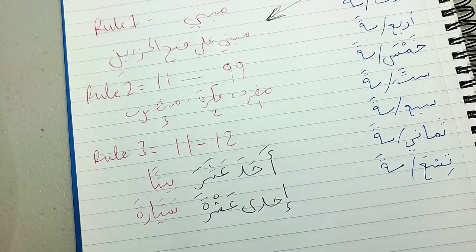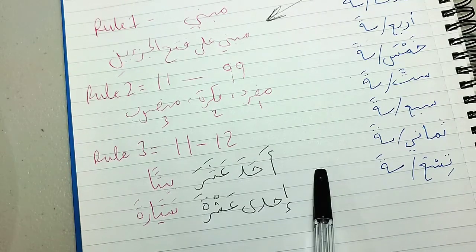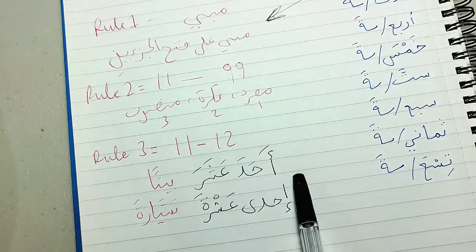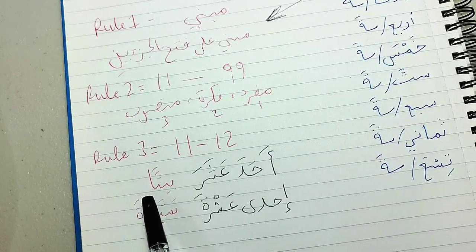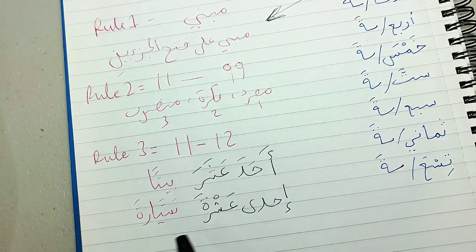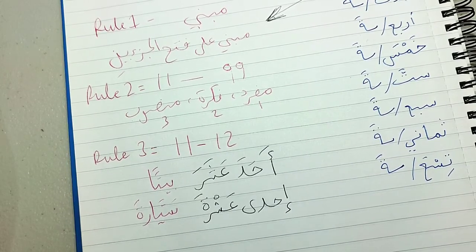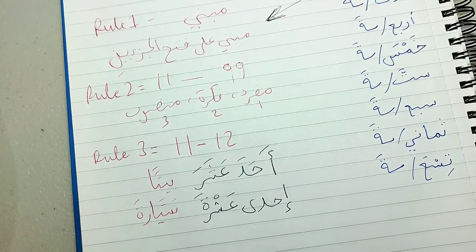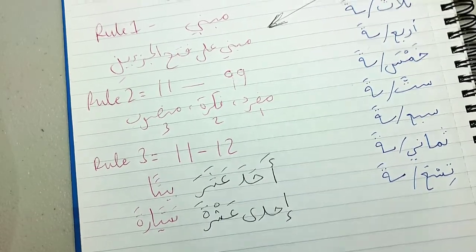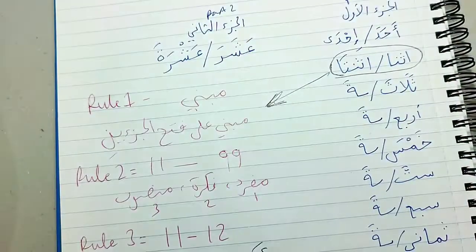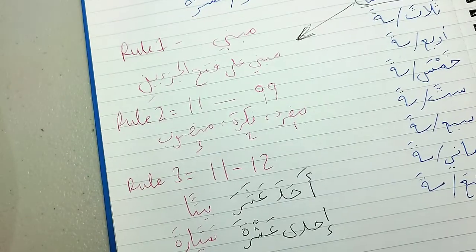And the same for 12. If it was 12, we would say ithna ashara baytan. Ithna ashara baytan. If it was cars, we'd say ithnata ashrata sayyaratan. So these are the rules for 11 and 12. Once again, both parts match in gender with the thing you're counting. If it's mudhakkar, both are going to be mudhakkar. If it's mu'annath, both are going to be mu'annath.